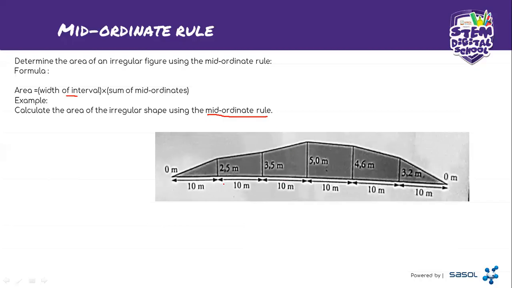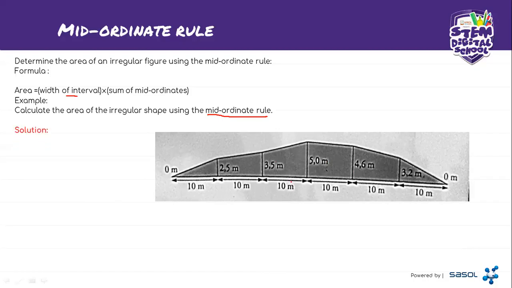You can see this shape here is an irregular shape. It's not a square, it's not a rectangle, it's not a triangle. If it was a square, we have a formula for the area of that. If it was a triangle, we have a formula for a triangle when we have to calculate the area, right? But you can see this picture here is an irregular shape, and we have to calculate the area of this particular object.